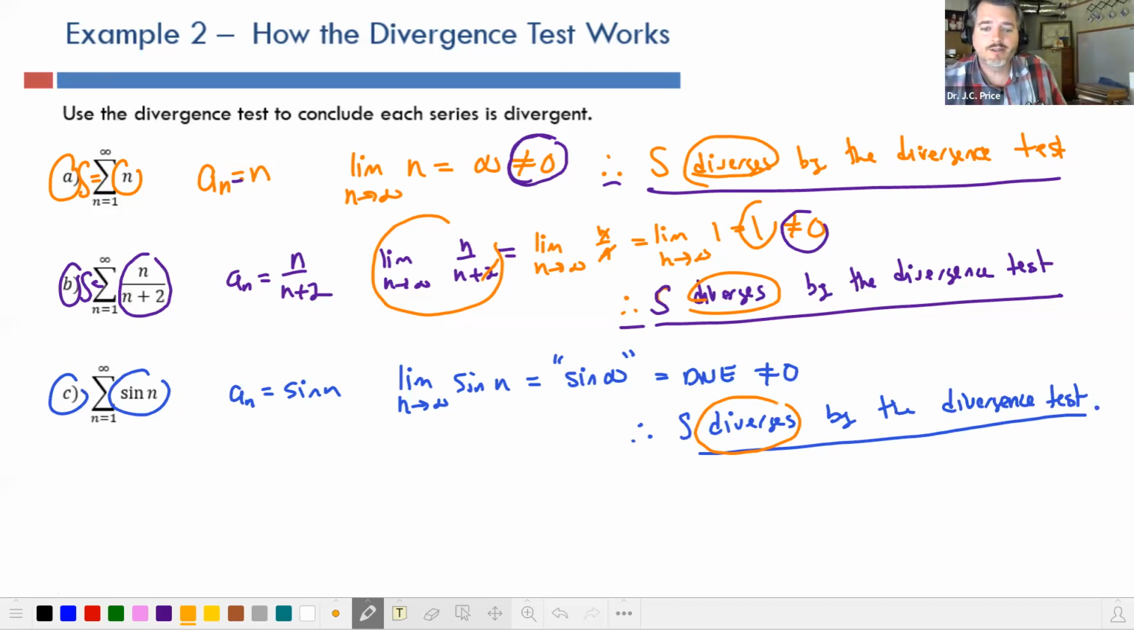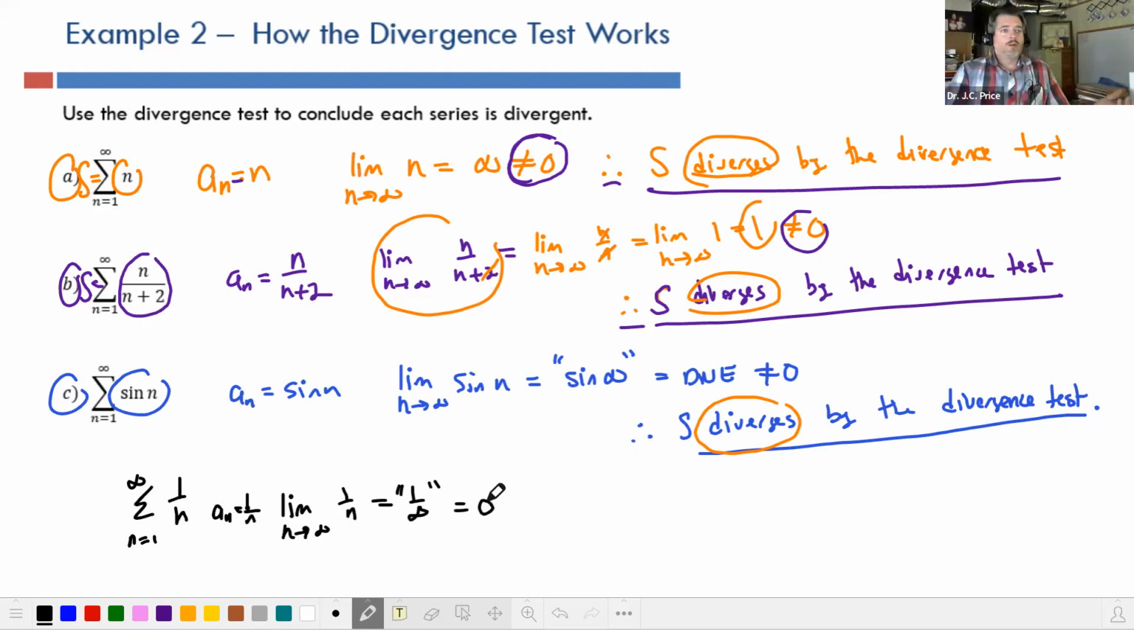If we have a series, so check this out. If our series looks like this, n equals 1 to infinity of 1 over n, your a sub n is equal to 1 over n, and then the limit as n goes to infinity of 1 over n is also equal to 0, because it's 1 over infinity. So that's equal to 0. But what can we conclude by the divergence test? Nothing, right? So very important. You can conclude nothing. We have no idea what's going to happen now. It could converge or it could diverge. We don't know what this series S is actually doing.